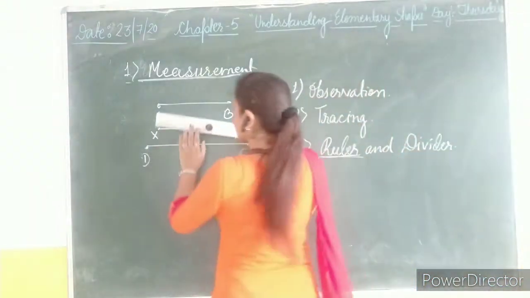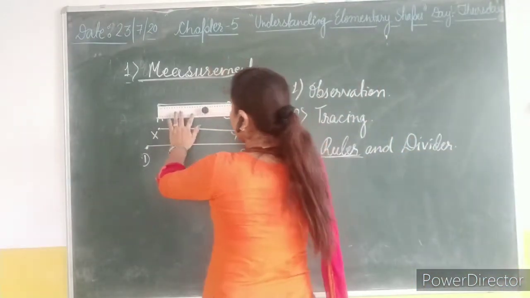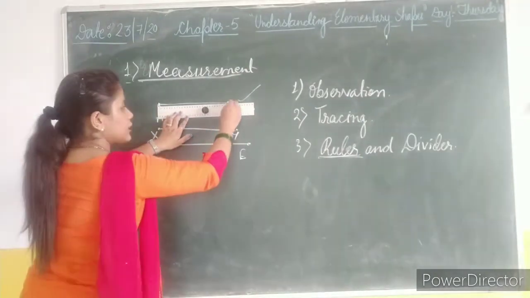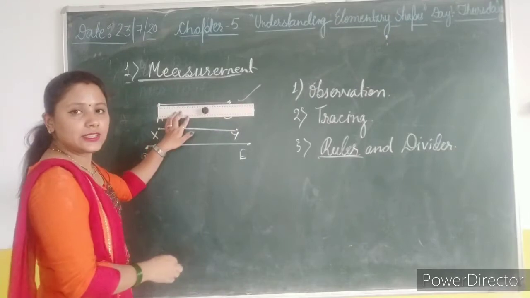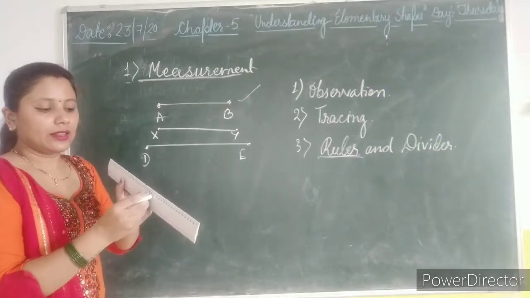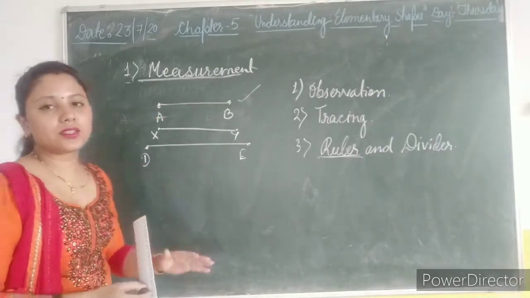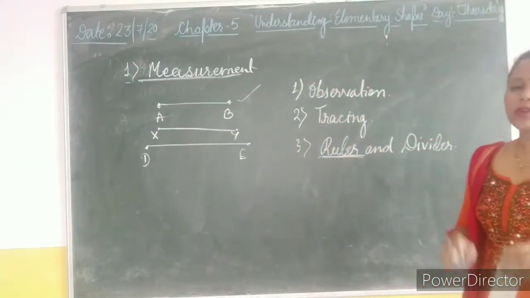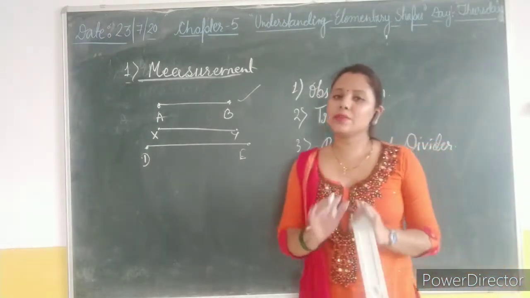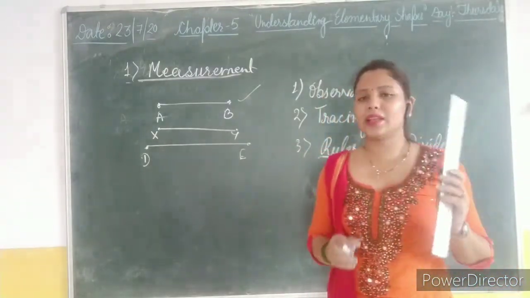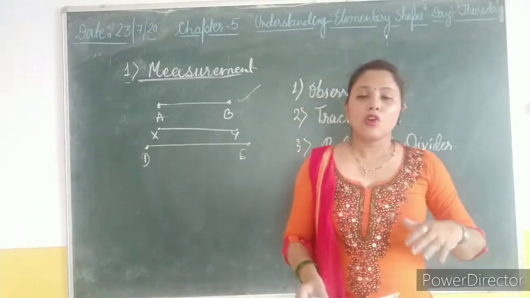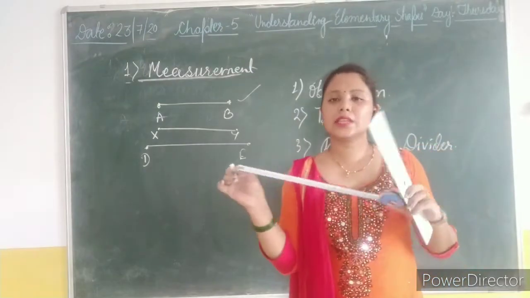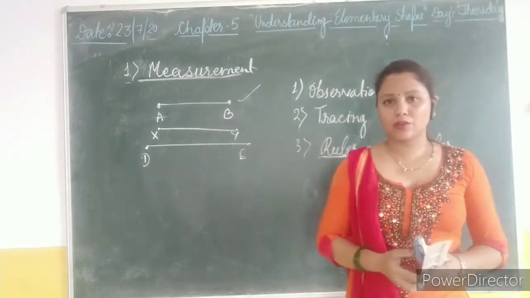Let's check how. At 0, here is my point A, and at 28, here is my point B. So the length of line segment AB is 28 centimeter. Okay. So by the help of the ruler, you can measure any line segment, however long it is. For longest distance of line segments, we will use the measuring tape or the meter scale also.